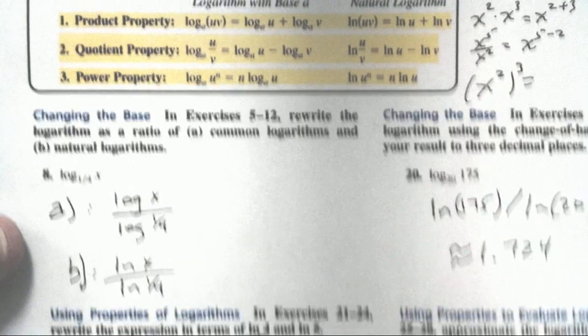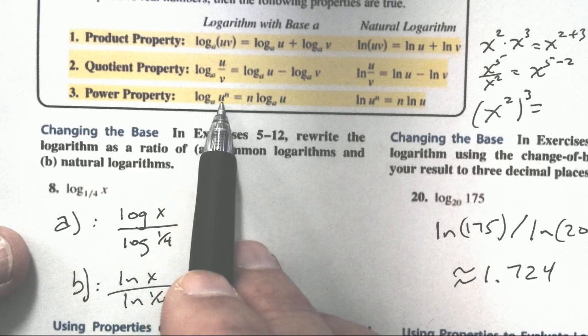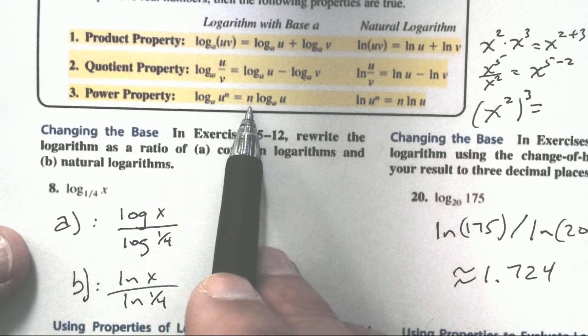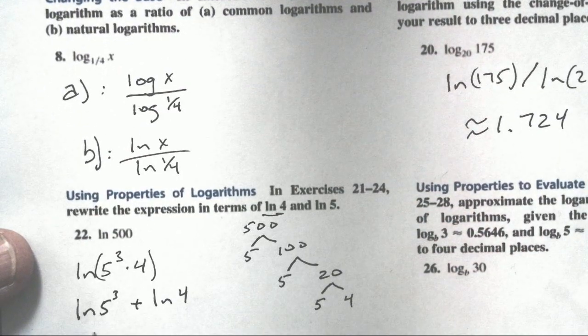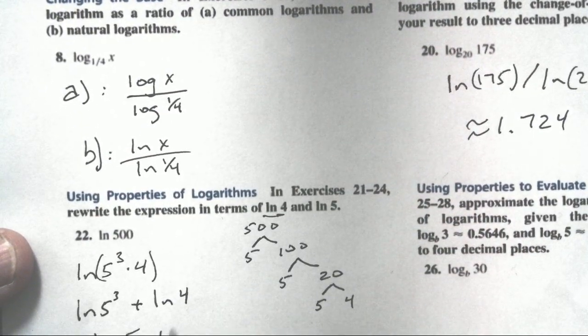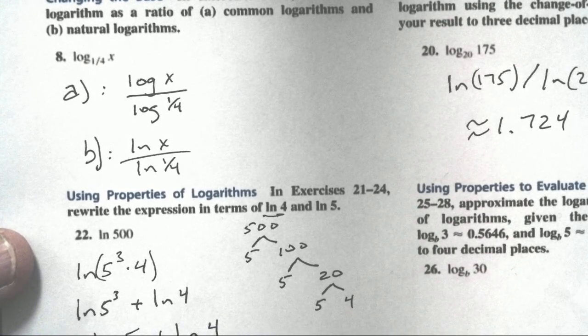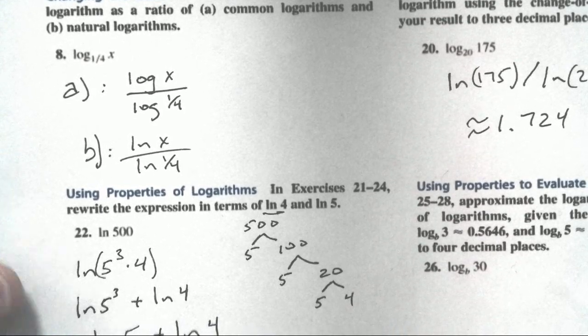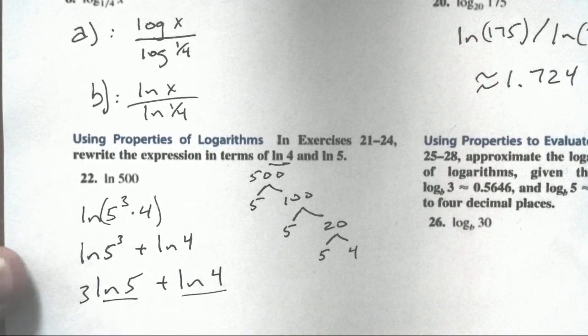Well, I can use rule 3, which says if I have a logarithm of something to an exponent, I can pull the exponent out in front. So this becomes 3 ln 5 plus ln 4. And now it's in terms of ln 5 and ln 4. I have 3 ln 5s plus 1 ln 4.